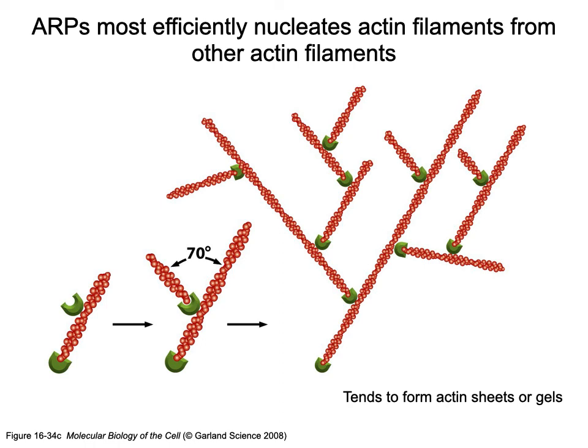So there is what's known as a nucleation between the actin filaments from other actin filaments. So it's not that there's direct contact. It's the ARP that is allowing for the interaction between that original actin filament and the newly formed actin filament to create what will end up becoming these actin sheets.